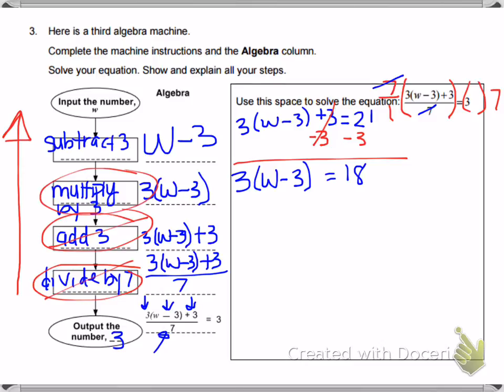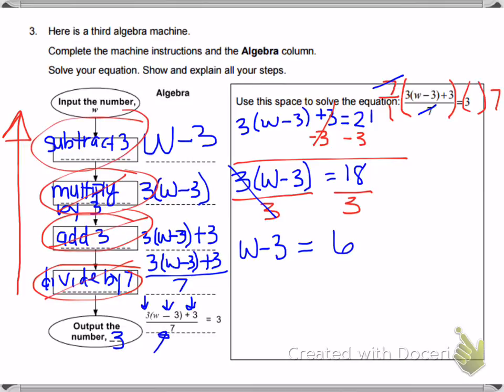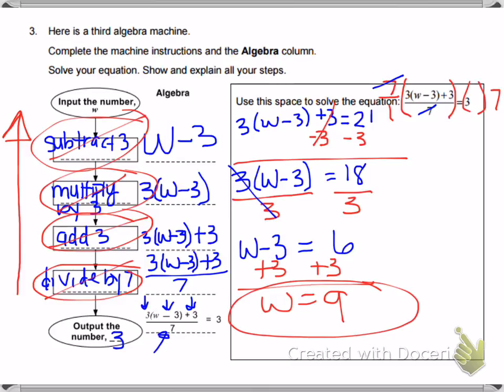Alright, after that I see multiply by 3, which means my inverse operation would be to divide by 3. So those 3s will divide out, so I no longer need the parentheses. So now I have w minus 3 equals 6. And then my last step is subtract 3, so my inverse operation is to add 3. And I finish with w equals 9.